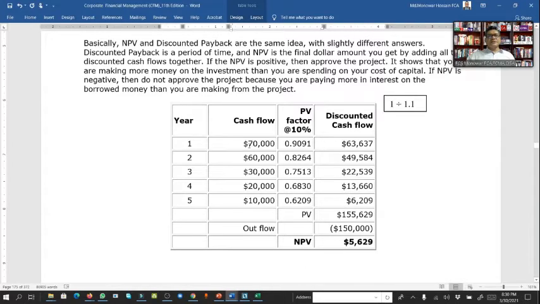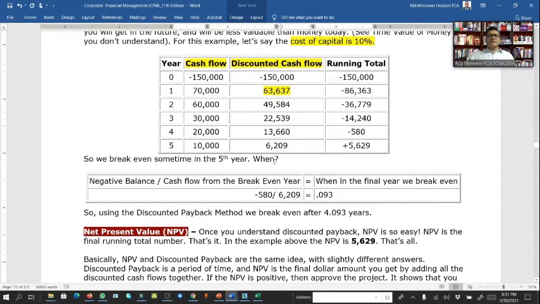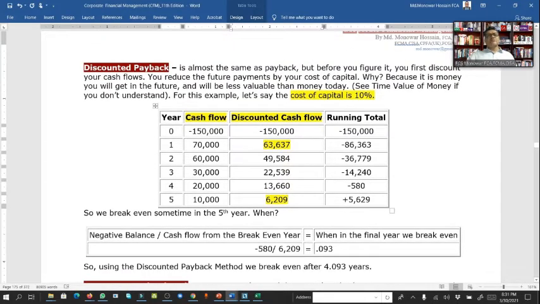Look here, 70,000 and the PV factor at 10% is 0.9091. If we multiply this, we get 63,637. Same way, in year 5, 10,000 means 6,209. So if we go here, look here, 6,209. So this is the discounted cash flow. Now we have to take the running total with this discounted cash flow because we are calculating discounted payback.